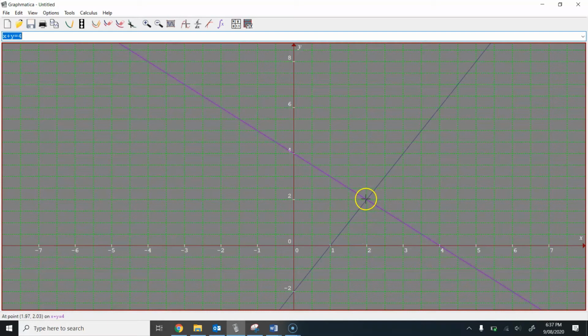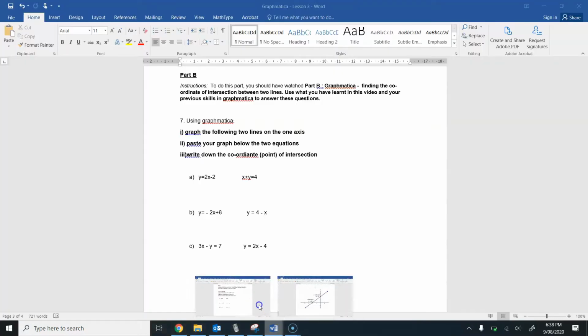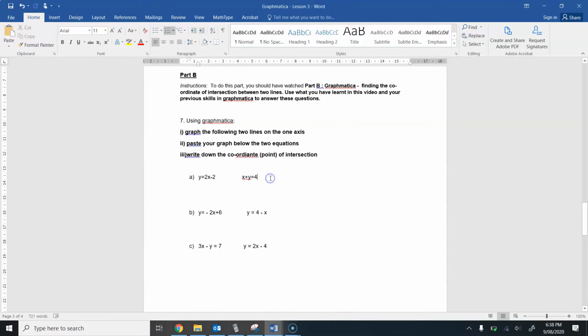It's clearly 2, 2. We can put our cursor over it, and you may or may not be able to see it, but on the left-hand side of the screen down at the bottom, I can see that coordinate is 2, 2. So that's our answer. The point of intersection, we paste the graph, the point of intersection, or the coordinate of intersection is 2, 2.